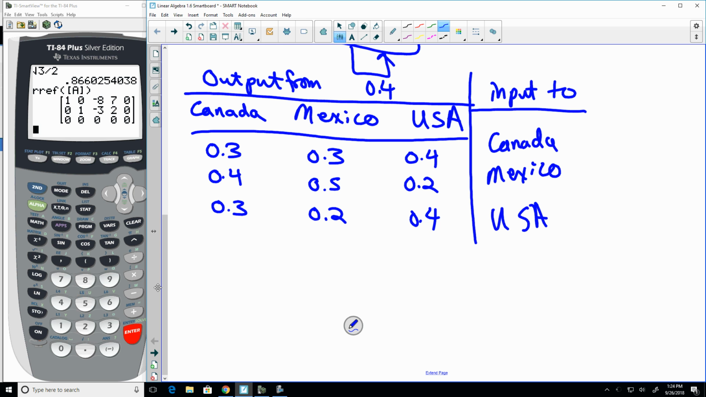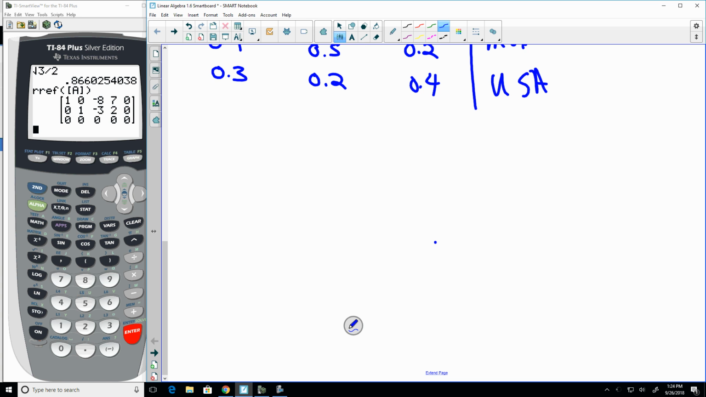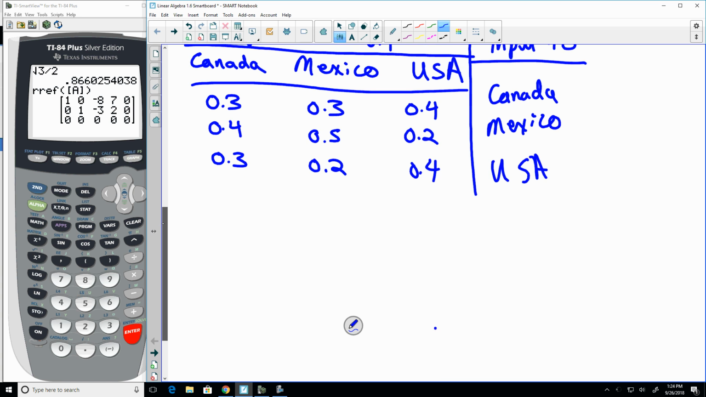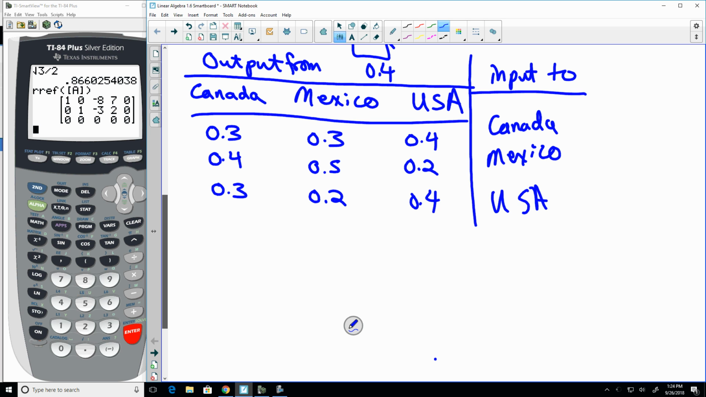So what we want is output equations, okay? Because the question was about output, and we'd like our equations to be in rows, so that's why we set it up that way. So you want the output at the top so that the x's are the different. So what this says, we'll use C, M, and U for the variables.